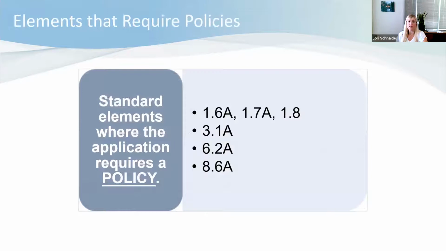There are several elements that require policies. In the ANSI IACET 2018 standard, categories and elements 1.6a, 1.7a, 1.8a, 3.1a, 6.2a, and 8.6a require policies. The majority of these elements also require supporting evidence that documents and demonstrates how the policies are transmitted to those who are responsible for implementation and adherence.